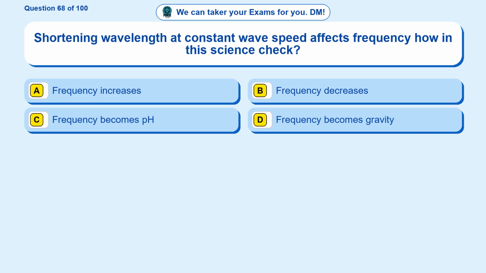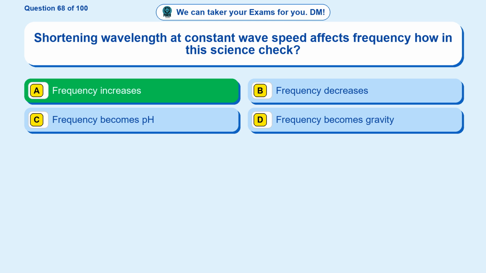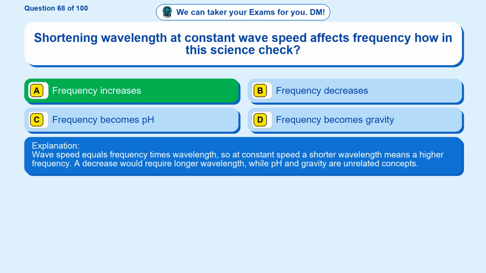Question 68. Shortening wavelength at constant wave speed affects frequency how in this science check? Option A, frequency increases. Option B, frequency decreases. Option C, frequency becomes pH. Option D, frequency becomes gravity. The correct answer is option A. Frequency increases. Wave speed equals frequency times wavelength, so at constant speed a shorter wavelength means a higher frequency. A decrease would require longer wavelength, while pH and gravity are unrelated concepts.